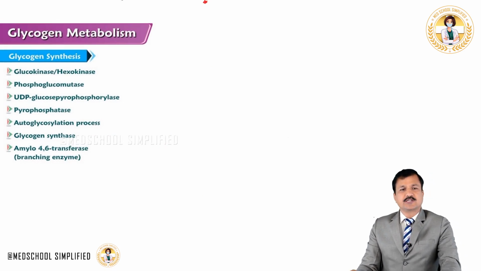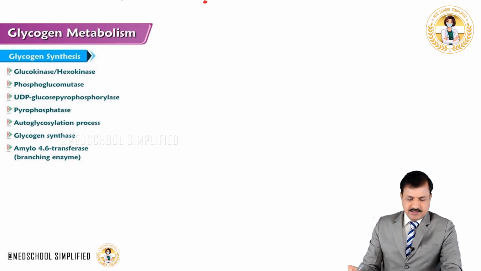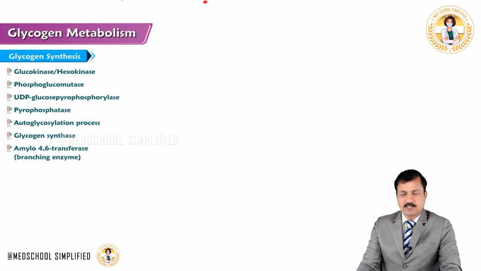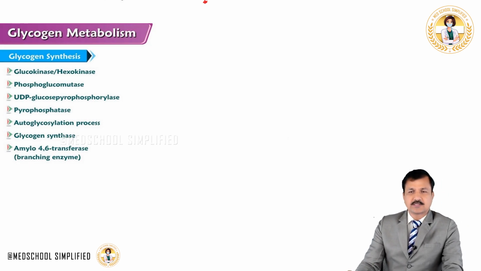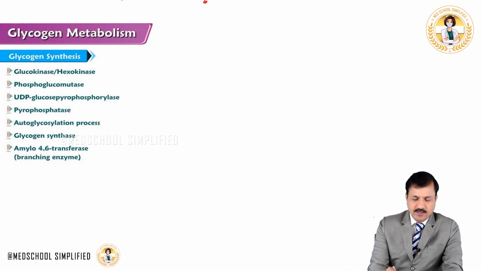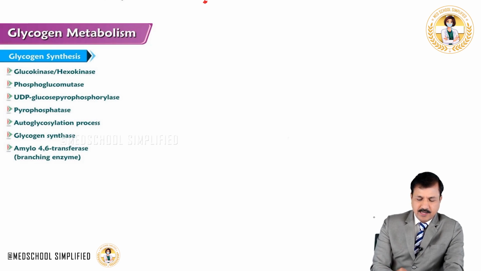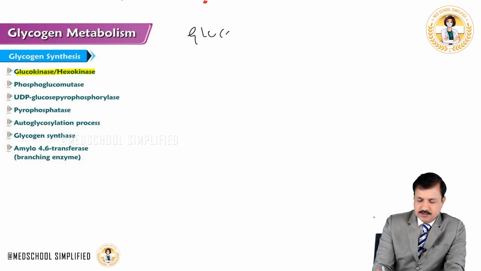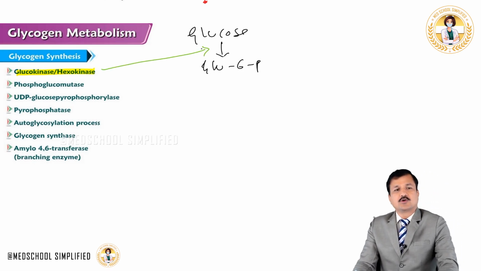Now coming to glycogen synthesis. Certain enzymes participate in the synthesis of glycogen. Whenever glucose is available in plenty, especially in the liver and other tissues, glucose is converted into glucose-6-phosphate. That is done by glucokinase or hexokinase, as you all know by this time. So this is the enzyme that converts glucose into glucose-6-phosphate.